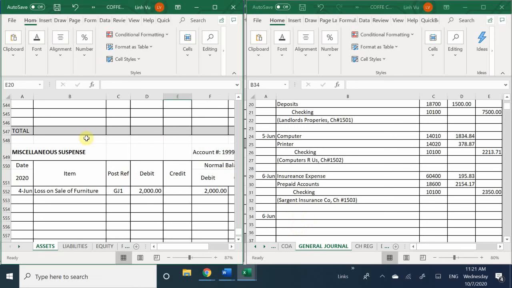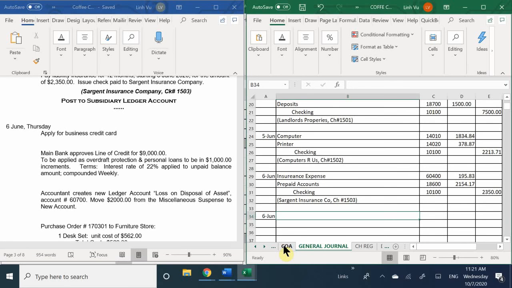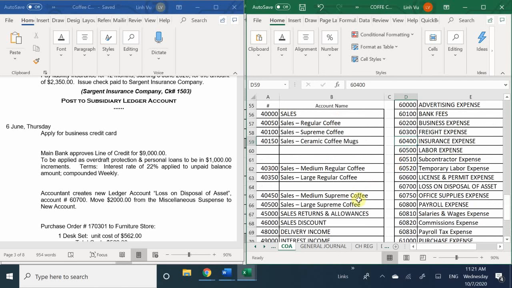Okay, so where are we crediting that to? So we're going to credit this account, right? The miscellaneous expense, because we're taking everything out of it and we're moving it into a new account. What's that new account called? Use your chart of accounts to look up account number 6,700. We're going to use loss on disposal of asset.